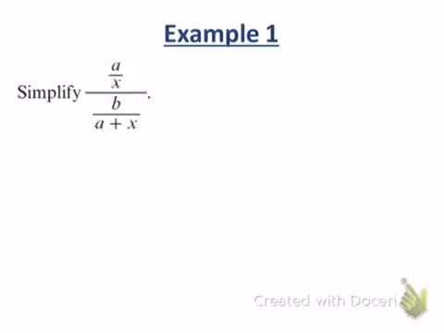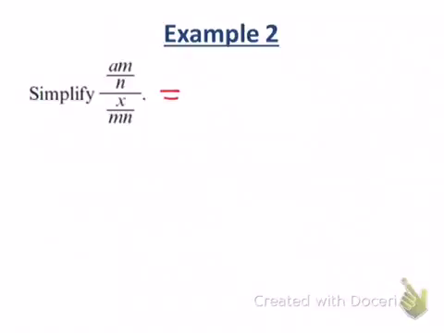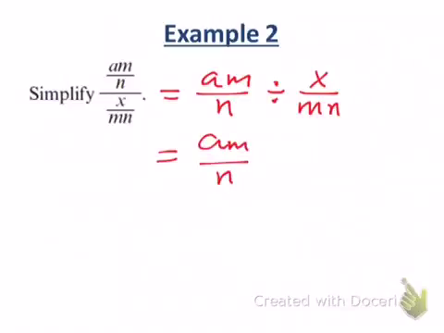Okay? Next example is similar to that one. We just have one term divided by one term. Just so happens that both of the terms are fractions. So I'm going to do exactly what I just did, and I'm going to rewrite this as a division problem. am over n divided by x over mn. And to divide by a fraction, we do what? You multiply it by its reciprocal.